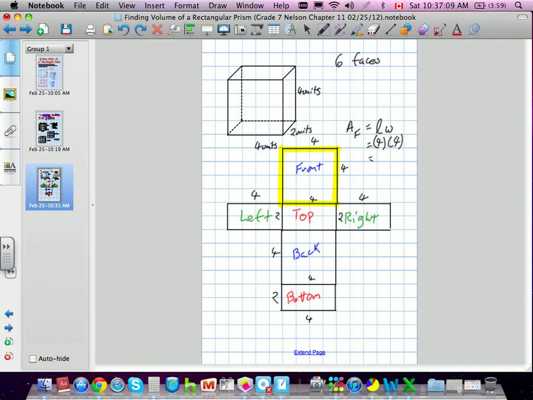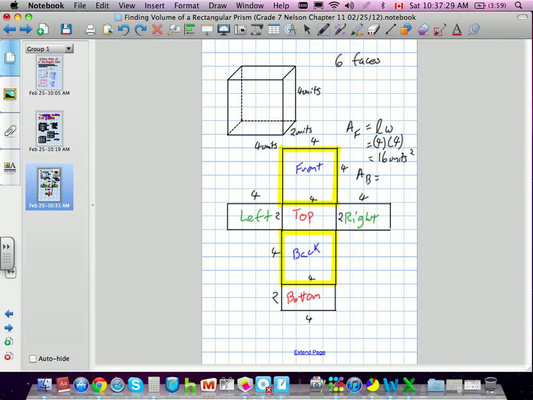Next one we'll do is we'll do the back, okay? Just so you see now, is there going to be a difference between the front and the back? No, it's going to be the exact same thing. So I'm just going to write underneath area of B for back is the exact same, 16 units. Okay, so we got that.